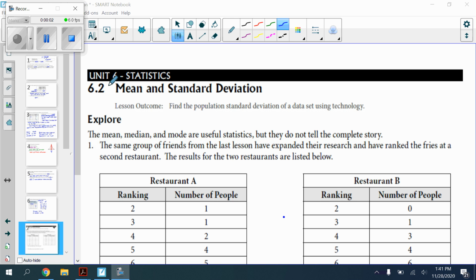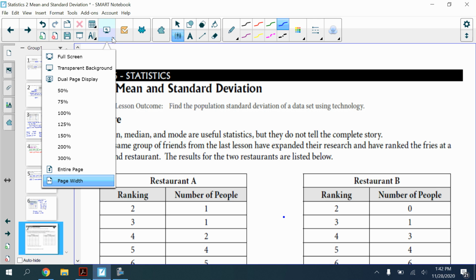Hi guys, this is part 2 of the mean and standard deviation lesson. If you haven't watched part 1, I just split it into 2 so that I didn't waste time if it wasn't actually working. So go back and watch part 1 if you haven't, but we'll just continue on from here.